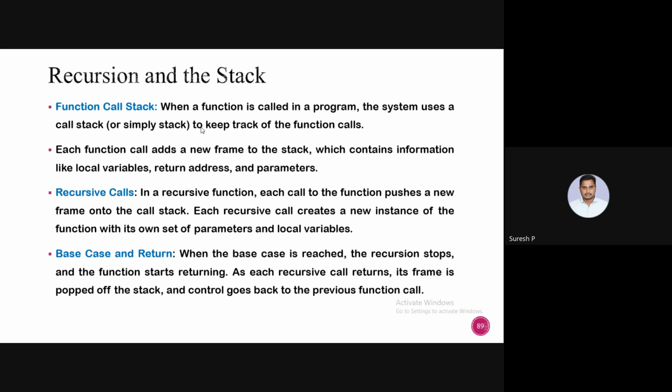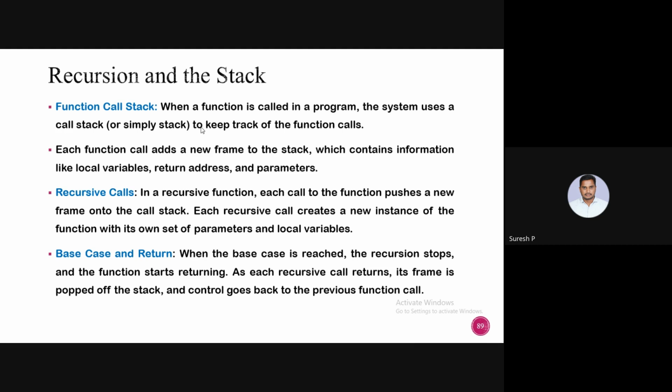When a function is called in a program, the system uses a call stack to keep track of the function calls. Every function call adds a new frame to the stack whenever a function is invoked, with the local variables, return address and parameters. In recursive functions, each call pushes a new frame into the call stack. Each recursive call creates a new instance of the function with its own set of parameters and local variables. For example, when you give fact of 5, the first time it will be fact of 5, the second time fact of 4, the third time fact of 3. Like that it will go.